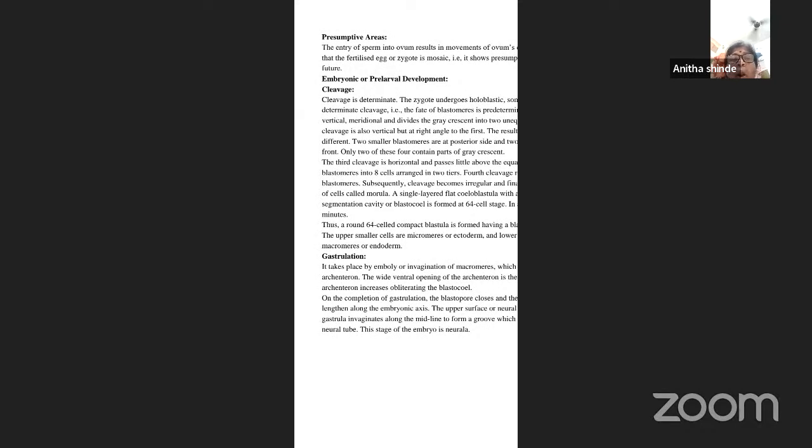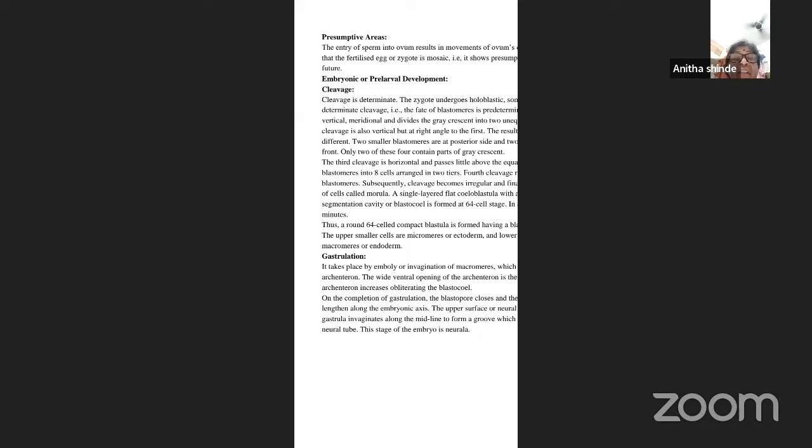Now, next is gastrulation. First, the zygote will undergo cleavage and form the morula or the blastula. Then blastulation is followed by gastrulation. It takes place by means of epiboly or invagination of macromeres, which now enclose a cavity called the archenteron. The wide ventral opening of the archenteron is called the blastopore. The archenteron will increase in size, obliterating the blastocoel, that means it will disturb or obstruct the blastocoel.